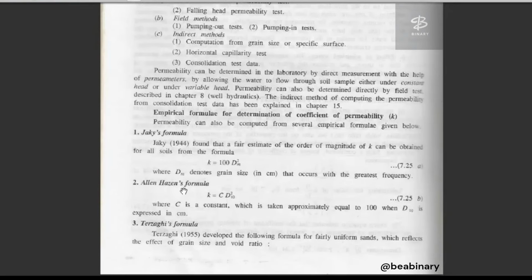ये सब empirical formulas हैं जिनसे आप permeability निकाल सकते हैं given by different formulas by the scientist.